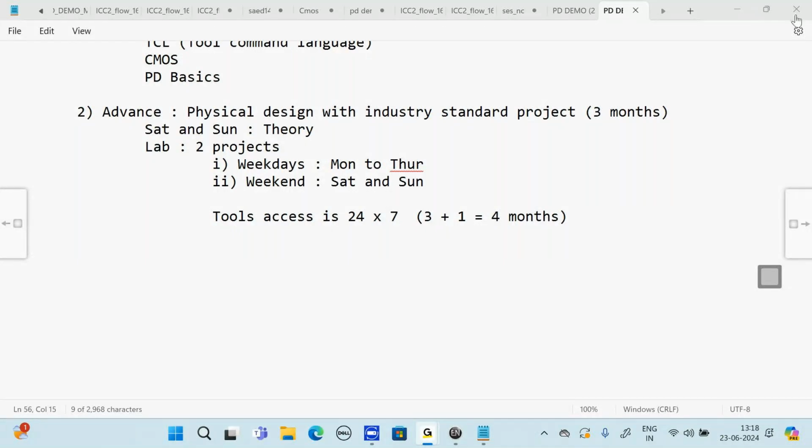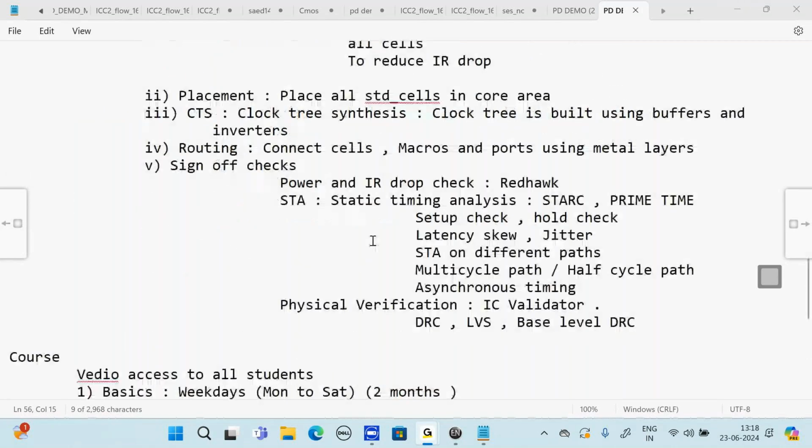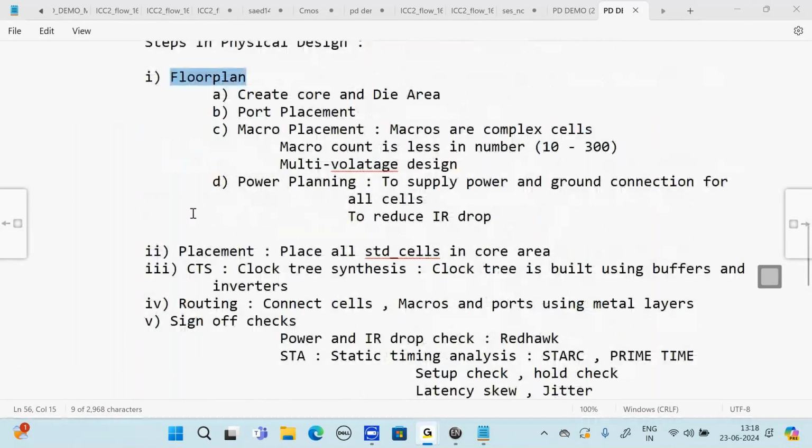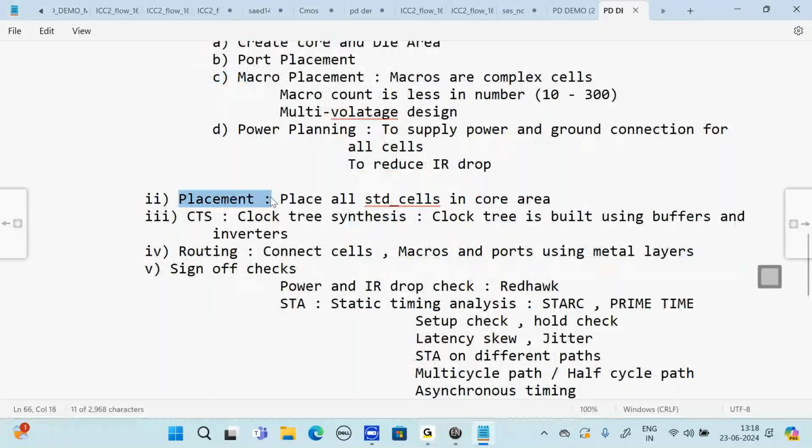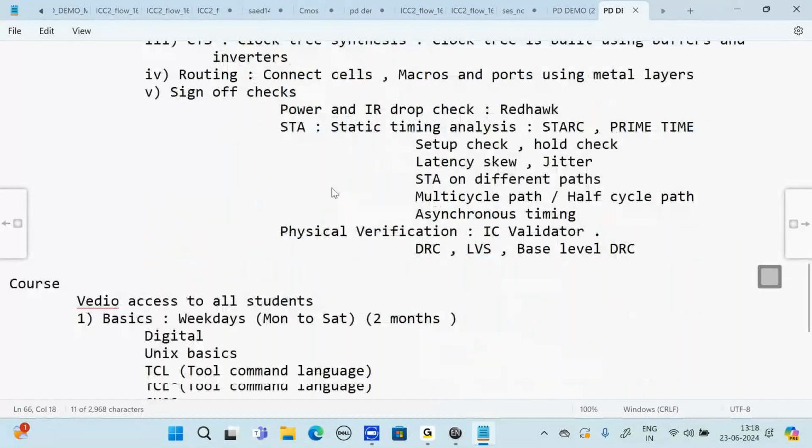It's not like a very small project. One project will go through all these steps. What are the steps? Floor plan, placement, CTS. Placement will not complete in one day. It will take at least 2 weeks to complete. Because I have to explain placement, steps in placement, commands to do placement, what are the issues in placement, how to fix the issues. All those things should be discussed, right? So that will take 5 months to do all these things in the course.